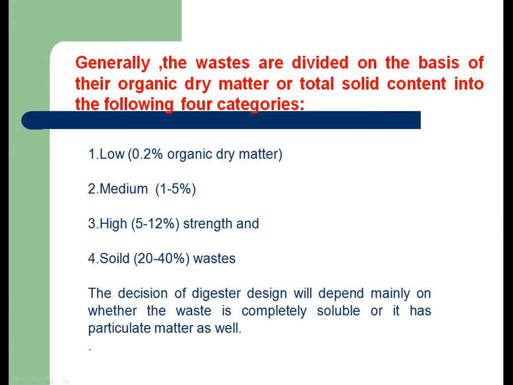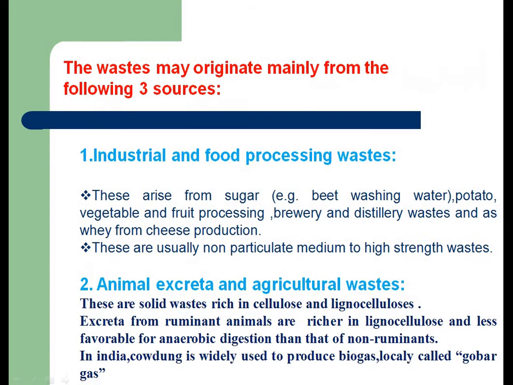Generally the wastes are divided on the basis of their organic dry matter or total solid content into the following four categories: the low, the medium, the high and the solid. The decision of a digester design will depend mainly on whether the waste is completely soluble or it has particulate matter as well. The waste may generate mainly from three main sources. The first is industrial and food processing waste. These arise from sugar, potato, vegetable and fruit processing, brewery and distillery waste, and whey from cheese production. These are also usually non-particulate medium to high strength waste.